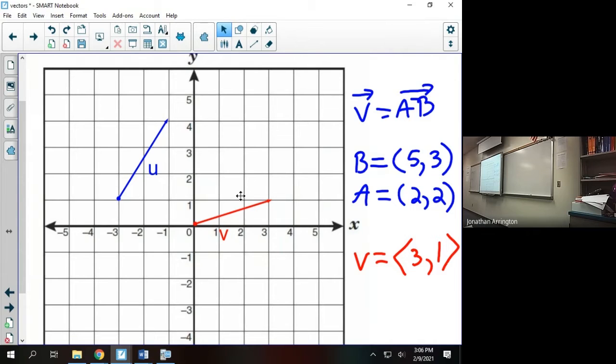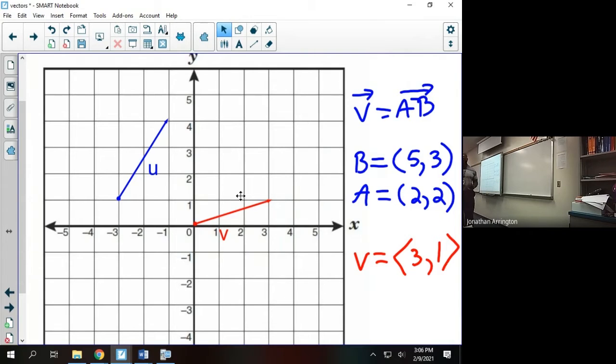The vector 3, 1 is exactly the same as the vector AB. They have the same magnitude, they have the same direction. No matter where I move this vector on this graph, vector V is vector V. It can go wherever. It's just very beneficial to have its initial point at the origin.